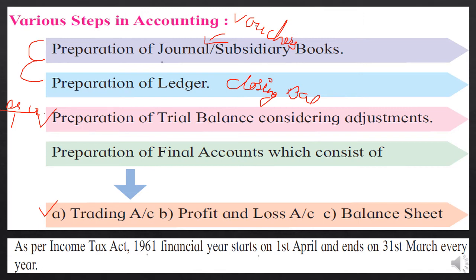And then preparation of final accounts will be done. In that you have to prepare trading, P&L and balance sheet. So you will be given the trial balance in your question, and on the basis of the trial balance and adjustment information, you have to prepare the final accounts. So students, as per the Income Tax Act 1961, which is implemented and followed in India, the financial year of the business always starts from 1st April and ends on 31st March every year. So this thing you already know.